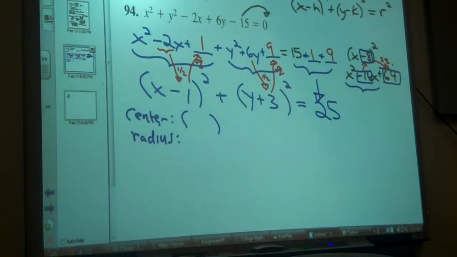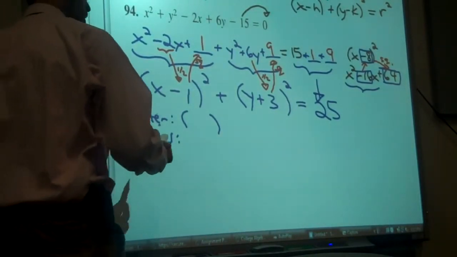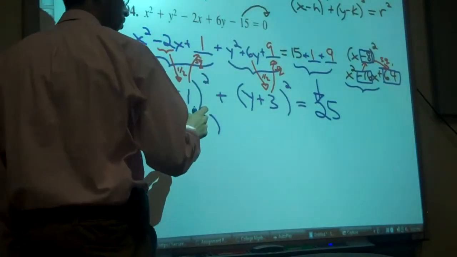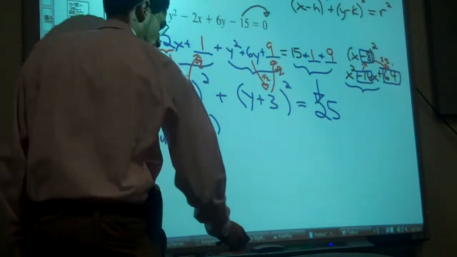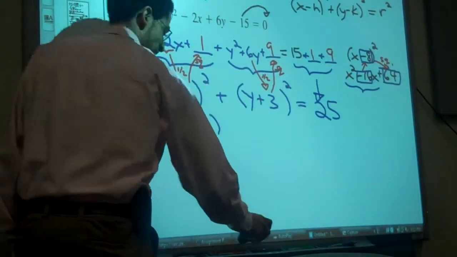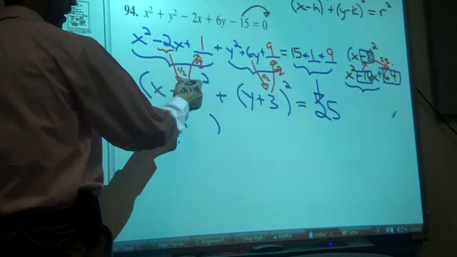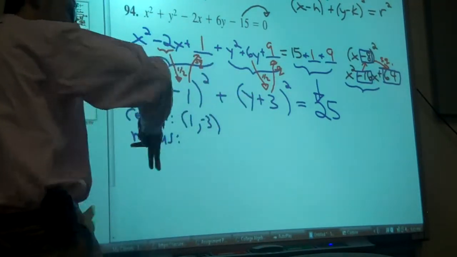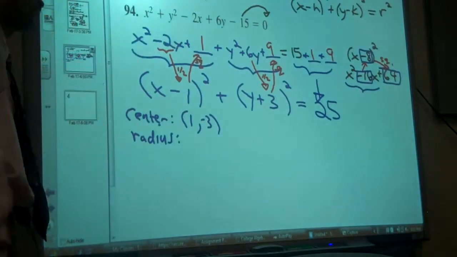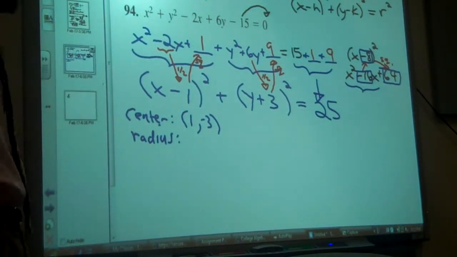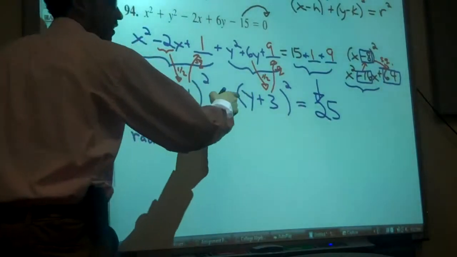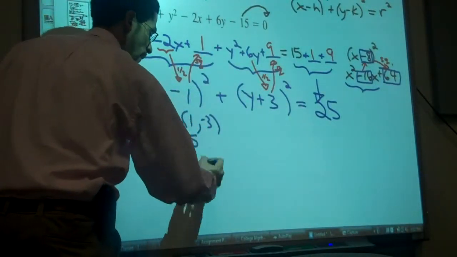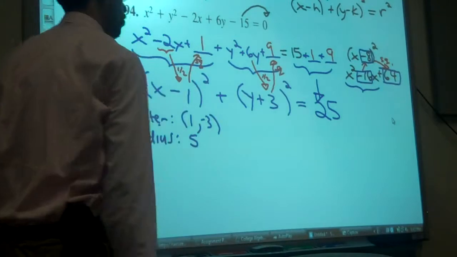What's the center? What's the HK? What's H? What's K? Negative 1 is H. Positive, negative, I'm sorry. Geez, let's start it again. 1 is, yeah, my bad. So it's x minus h, so it's 1. And basically you end up taking the opposites of these guys because it's minus the h and minus the k. So 1, negative 3 is our center. Now 25 is our radius squared. Square root of that, 5 is your radius.